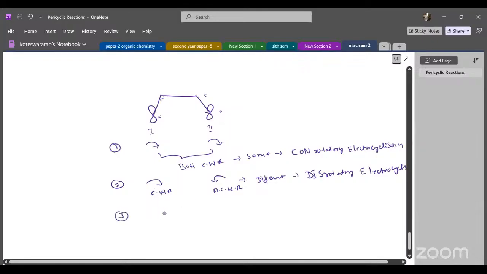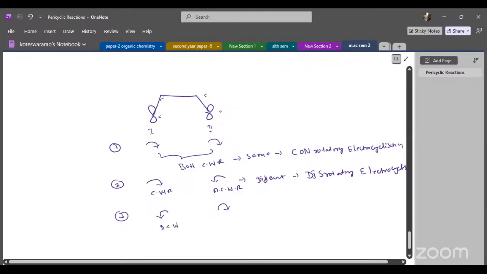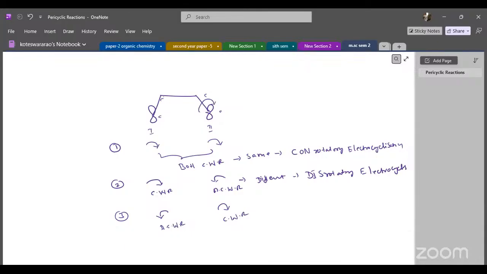You come to the third one. At the first end, it is anti-clockwise. At the second end, it is clockwise. That means this p orbital is undergoing clockwise and this bond is undergoing anti-clockwise rotation. This is also similar to the second one, different rotation. This is also known as disrotatory electrocyclization.